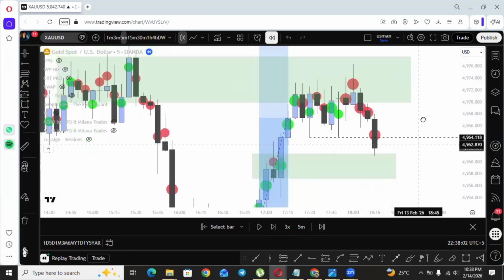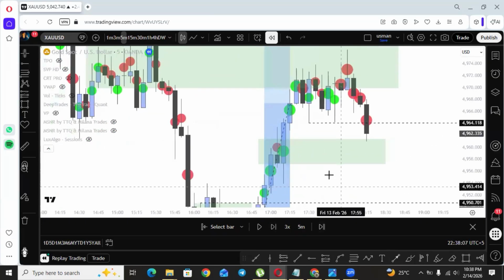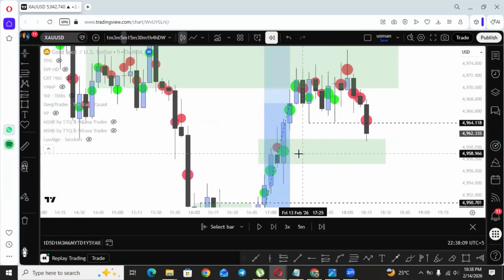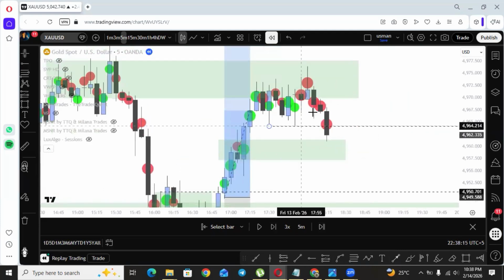Okay, so see where it came. It came exactly to the point where the absorption happened previously. So we don't have to worry about whether the market is going down or not, because we knew that this is the strongest area over here, because this is the area where absorption has happened. At this point there is no absorption. This is the point where absorption has happened. Okay, so let's play it.